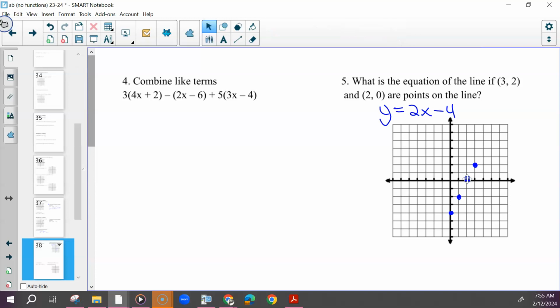Wait, how did you go from there? I went backwards. I just used the slope and went backwards. Okay. So I would show you that one in Desmos, but time-wise, we're just going to move on.